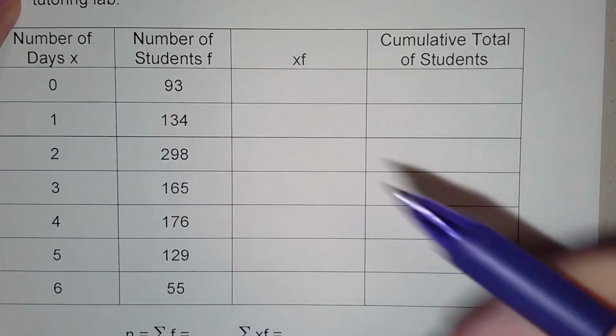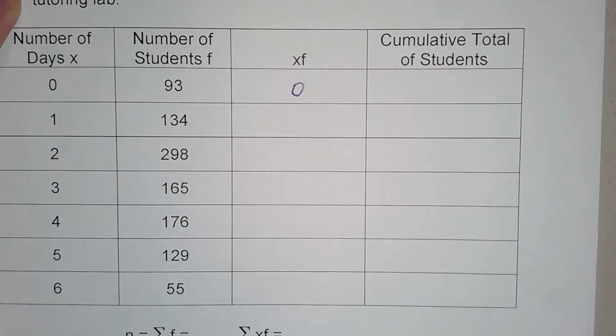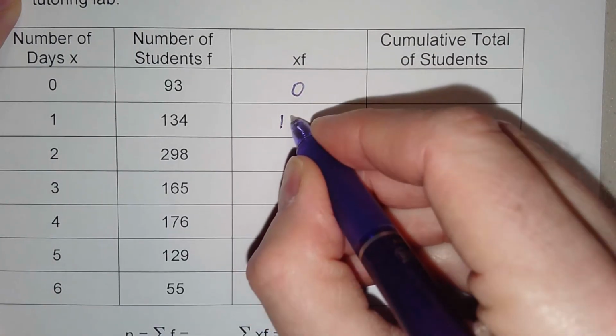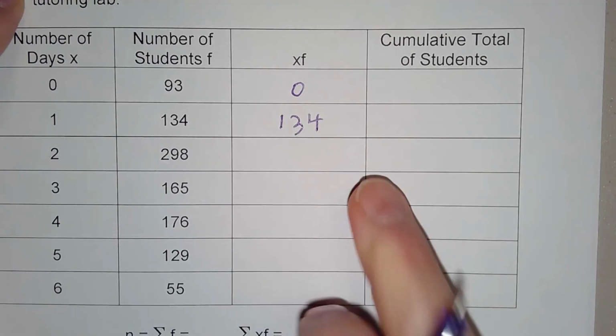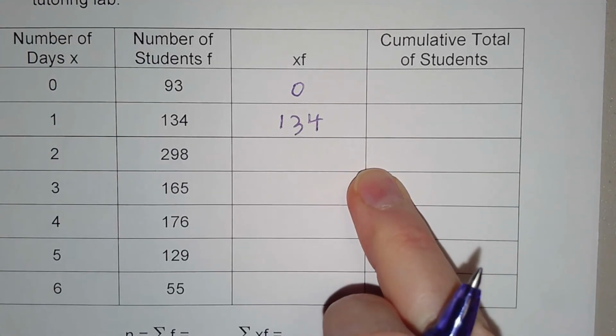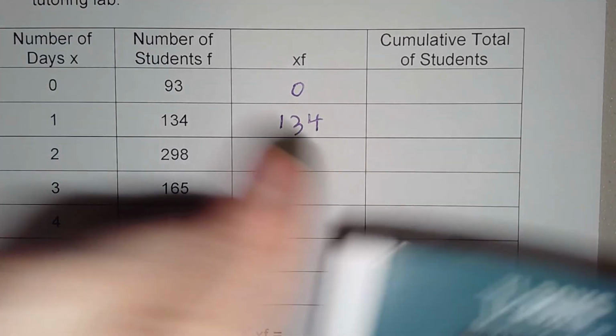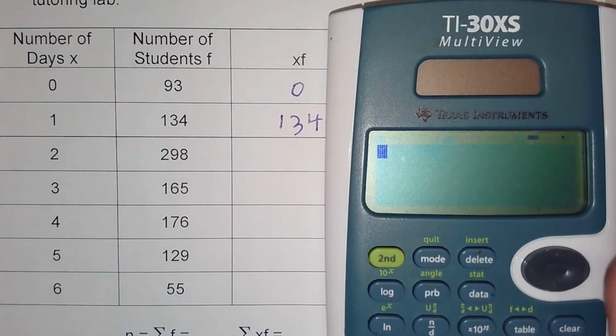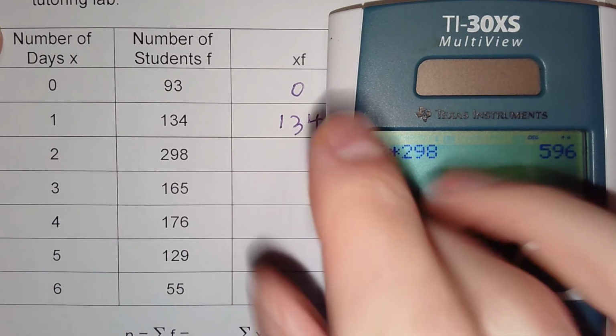0 times 93 is 0. Don't have to worry about that. 1 times 134 is 134. 2 times 298 is 596.